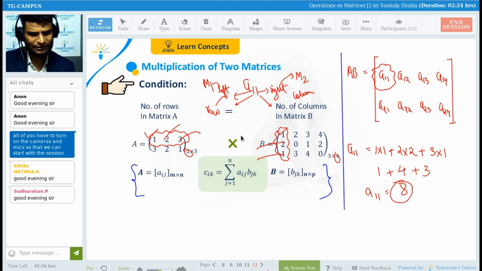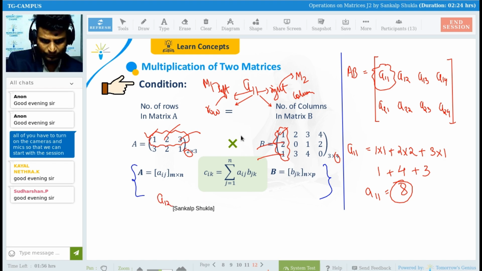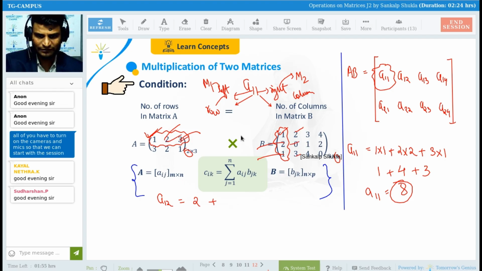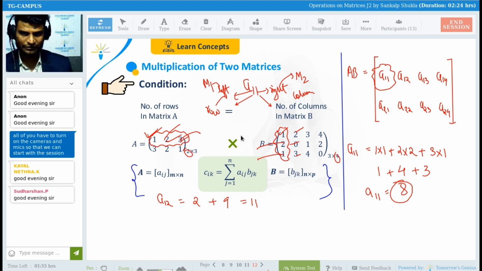So what is the value of A12? A12 is first row and second column. So 1 into 2, that is 2, plus 2 into 0, that is 0 only, plus 3 into 3, that is 9. So 9 plus 2 is 11. Yes, the second one is 11. I'm sure all of you have got the right answer, so we can skip this. Is anybody having issues with the multiplication of matrices? No. Okay.